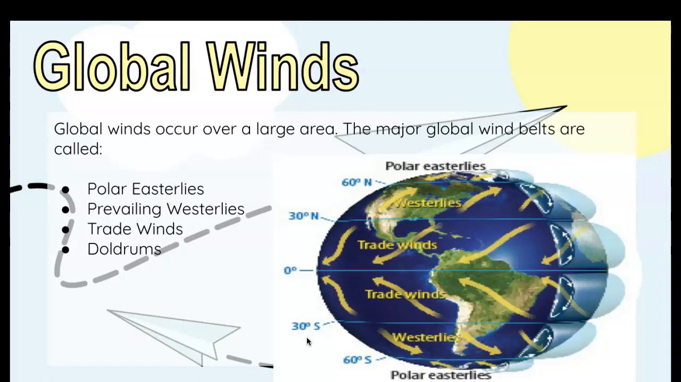Now we've talked about local winds. Let's talk about global winds. Local and global. We said local was a small area, so global has to be a large area. This is an area across the globe. These are winds that affect huge areas, right? So global winds occur over a large area, and there are a couple of major wind belts we're going to talk about. We're going to talk about the polar easterlies, the prevailing westerlies, trade winds, and doldrums.